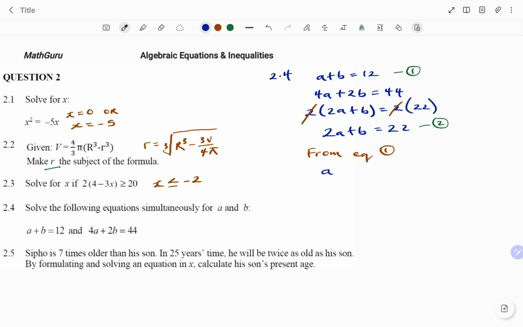Equation 1 says a plus b equals to 12. So therefore a equals 12 minus b. That will now be my third equation. And because I'm using the substitution method, I'm going to substitute equation 3 into equation 2. And what that will give me is every occurrence of a I replace with 12 minus b.